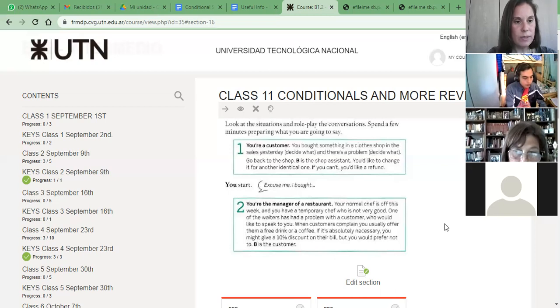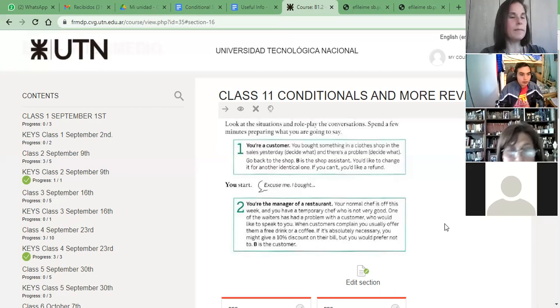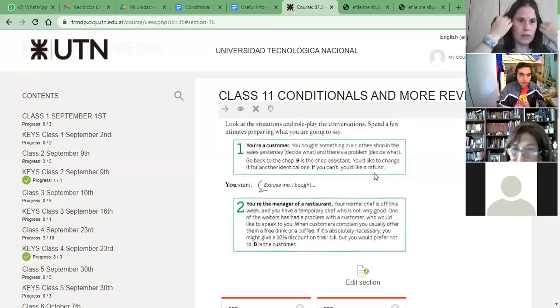Do you know what a refund is? Reembolso? Yes. A refund here is when you ask for the money back because you don't like anything else in the store. Okay. The idea is to make it fluent, not to write anything. Just think of your ideas, organize them, and we start. So when you're ready, we can start.